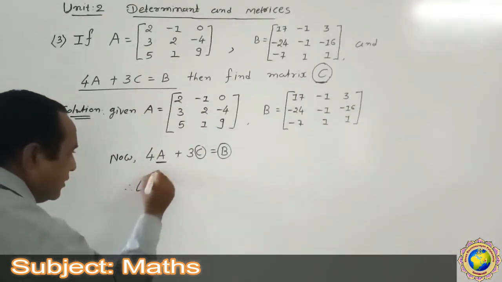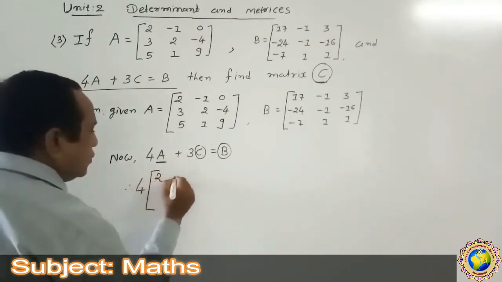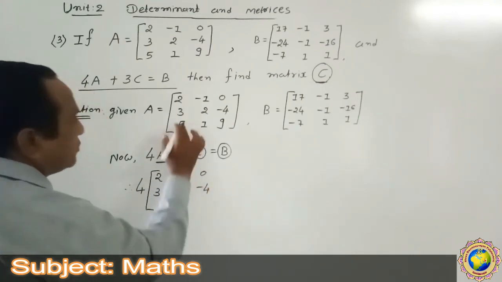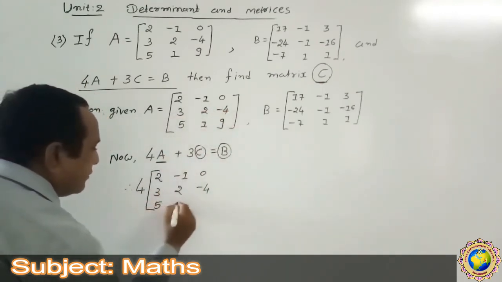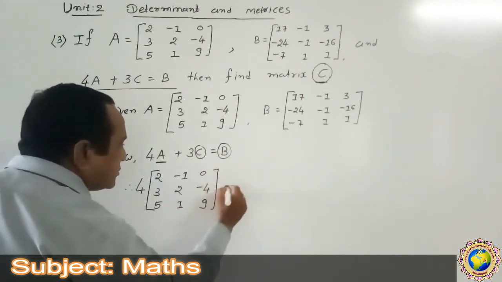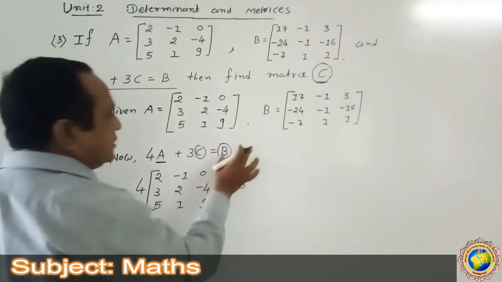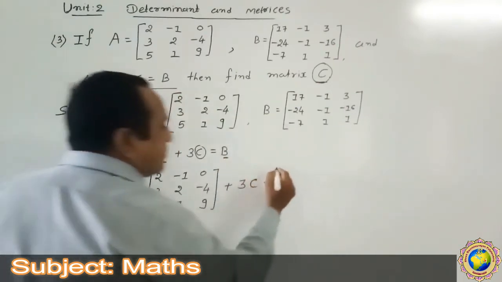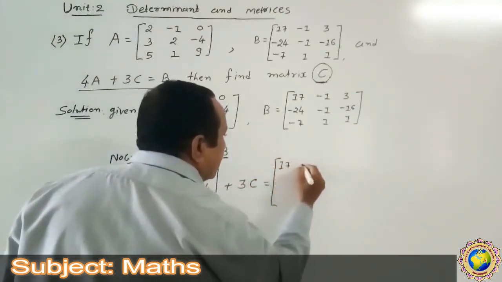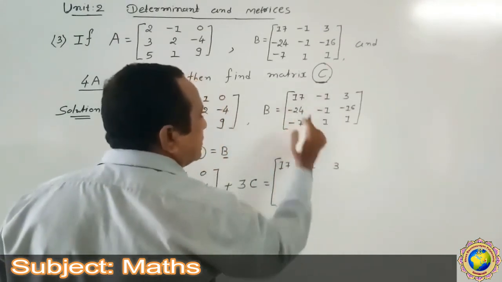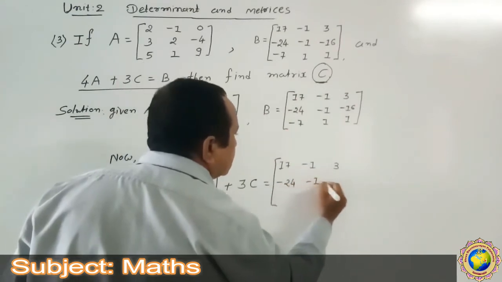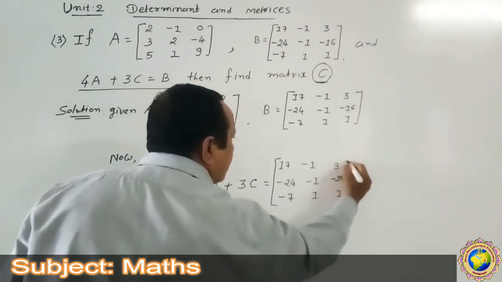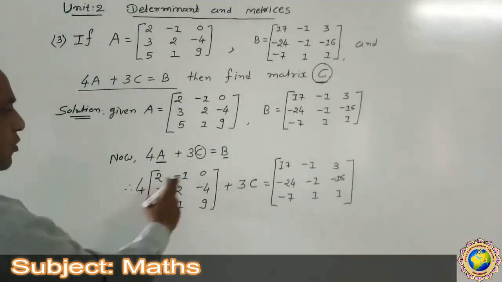So 4 multiplied by the value of A, 2, minus 1, 0, 3, 2 and minus 4, 5, 1 and 9, plus 3C, and put the value of B, 17, minus 1 and 3. Second row, minus 24, minus 1, minus 16. Third row, minus 7, 1 and 1. Now 4 multiplies all elements.